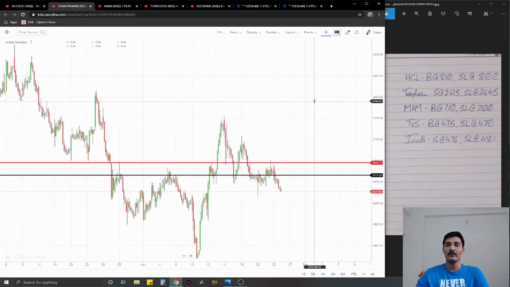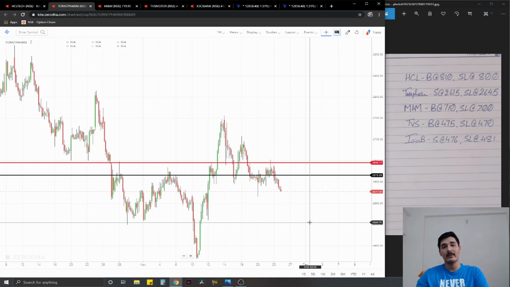The second is Torrent Pharma, where we are going to go for a short, siding ourselves with the market. Simple short entry at the previous resistance turned support and the previous swing point at 2615. Stop loss at 2645, ideal targets 1% on the downside.